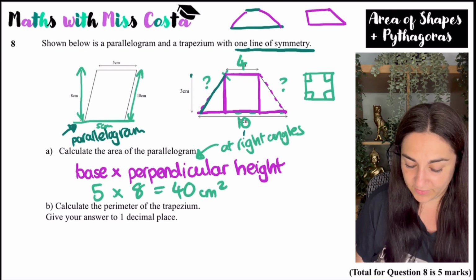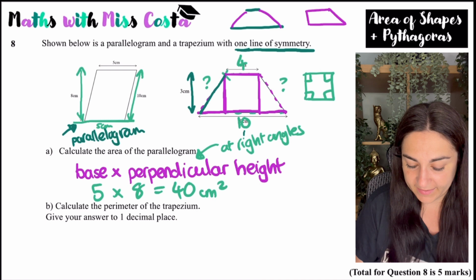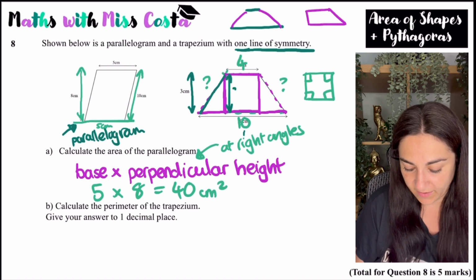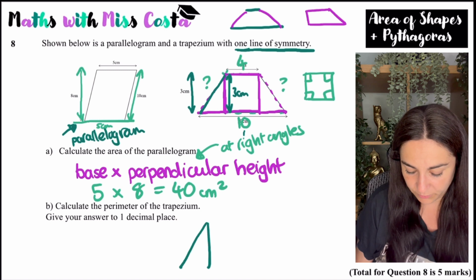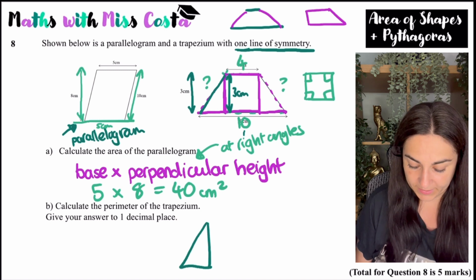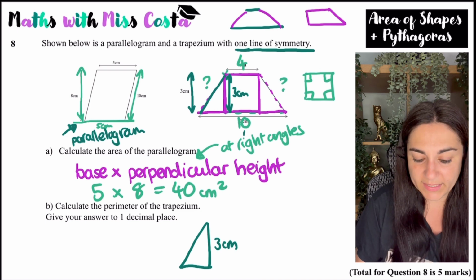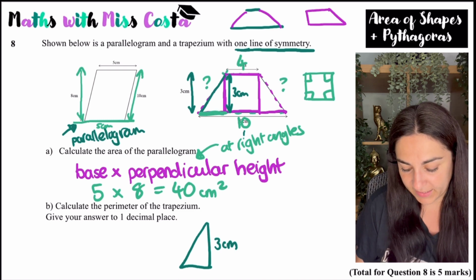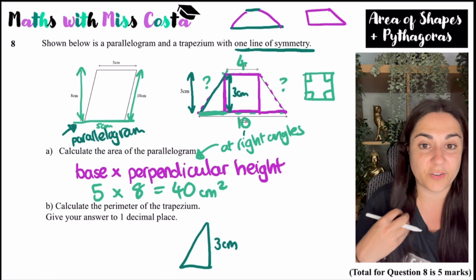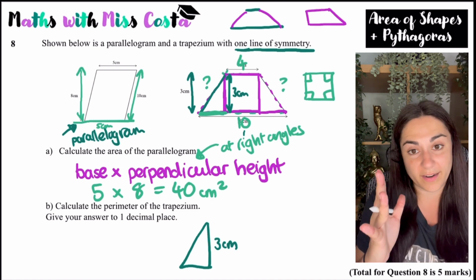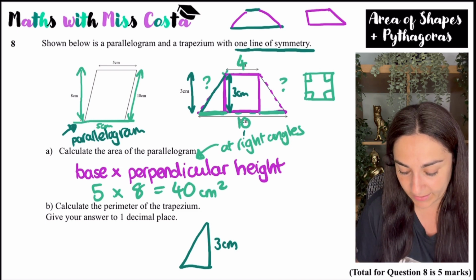The reason I can do that is because over here, this height is 3 centimeters, so I know that this height here will also be 3 centimeters. If I draw that triangle down here so we can see it a little bit clearer, we've got a height of 3 centimeters. I can also figure out what this length here must be, because the trapezium has one line of symmetry, which means that these two triangles are equal.